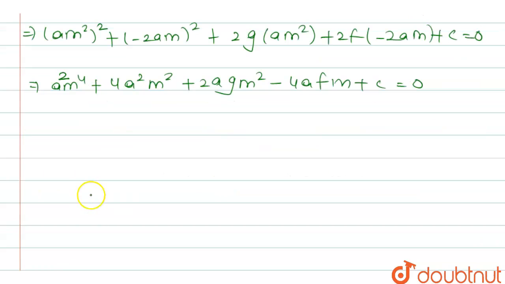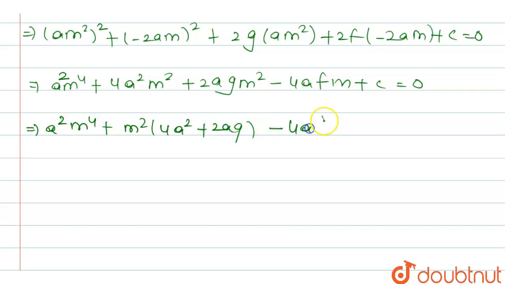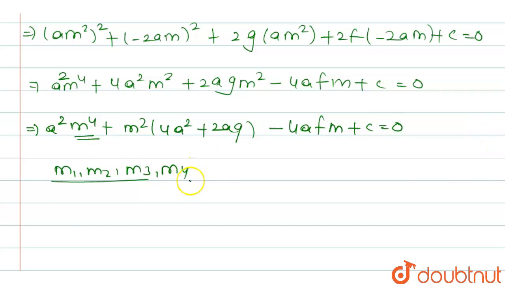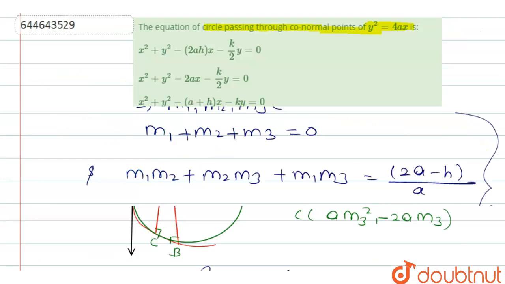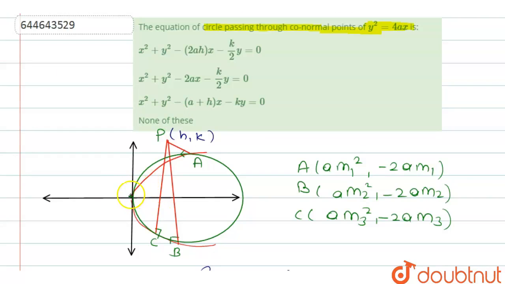So by simplifying this we can write it as a squared m to the power 4 plus m squared times (4a squared plus 2ag) minus 4af m plus c equals 0. As we can see, this is an equation of degree 4, so there are a total of 4 roots, m1, m2, m3 and m4. So m1, m2, m3, the 3 roots, are in the above equations. So m4 equals 0, as we can see this circle is also passing through the origin (0, 0).